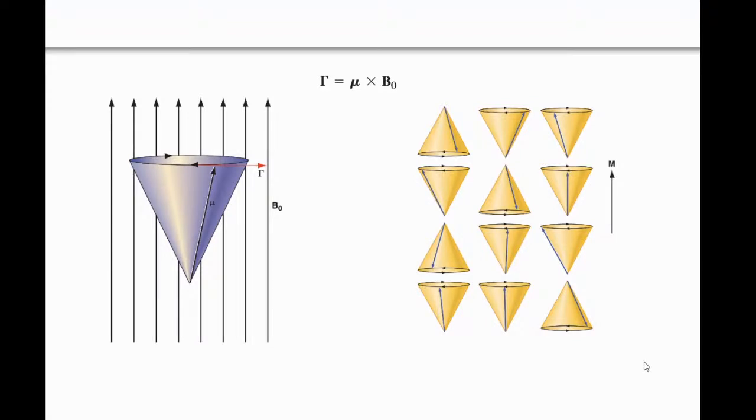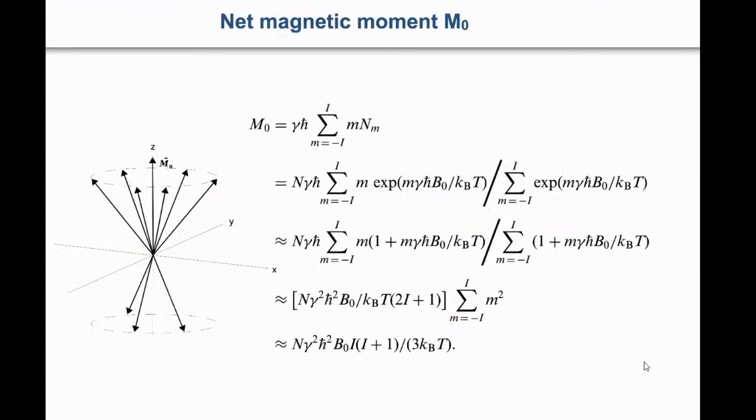A single spin is going to go around the magnetic field. But the major problem is we have a large number of spins. So we have no idea where in this cone these spins are going to be. It will be either in this cone or in this cone. We have a magnetic field along this direction.